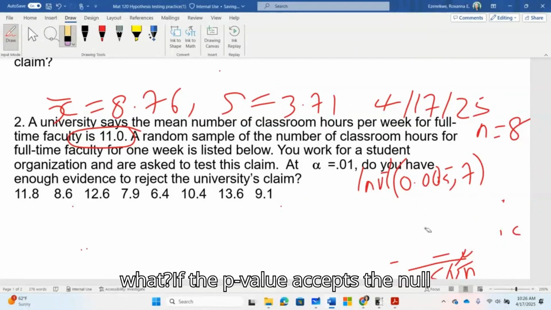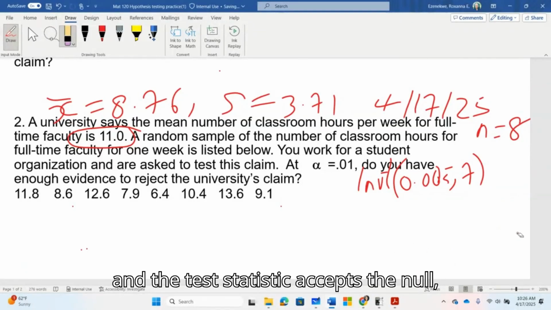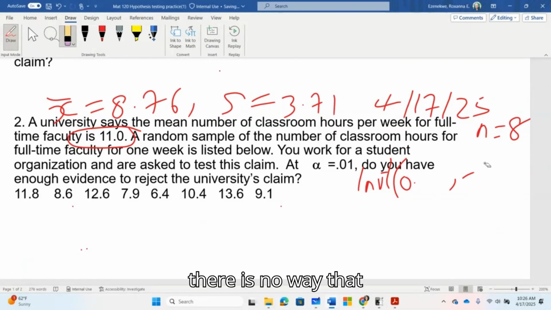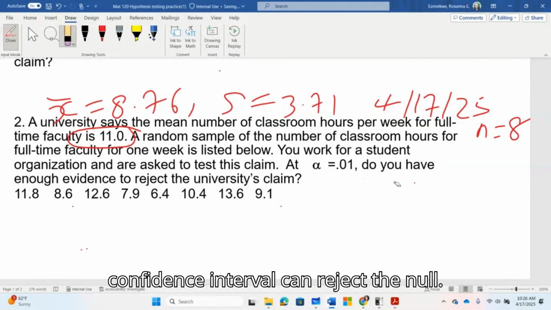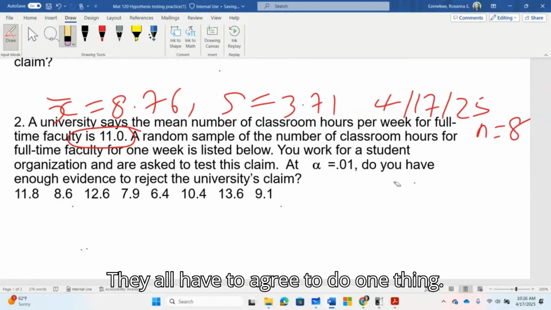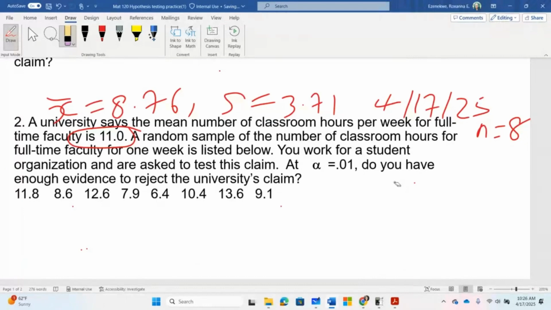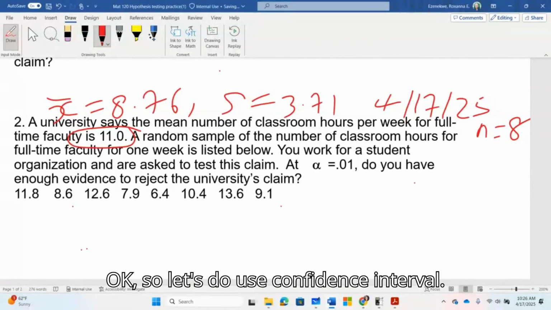But guess what? If the p-value accepts the null and the test statistic accepts the null, there is no way the confidence interval can reject the null. They all have to agree. Okay, so let's use the confidence interval.